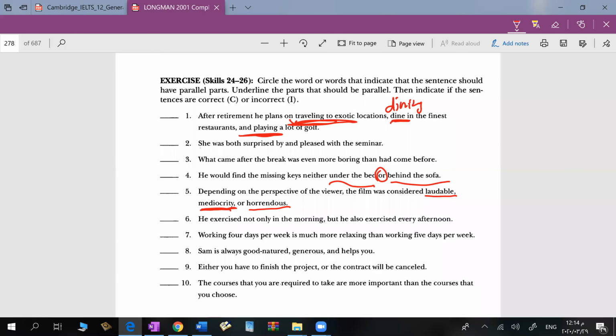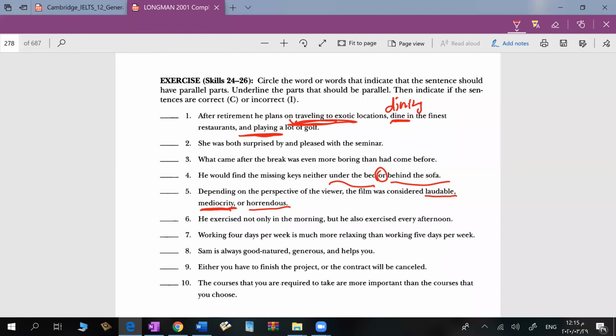He exercised not only in the morning, but also he exercised every afternoon. Incorrect. How can I make it correct? Remove the also exercised. Also in the afternoon. Thank you very much. He exercised not only in the morning, but also in the afternoon or every afternoon. Number 7, working 4 days per week is much more relaxing than working 5 days per week. Correct. Sam is always good-natured, generous, and helps you. Helpful. Yes, thank you very much.